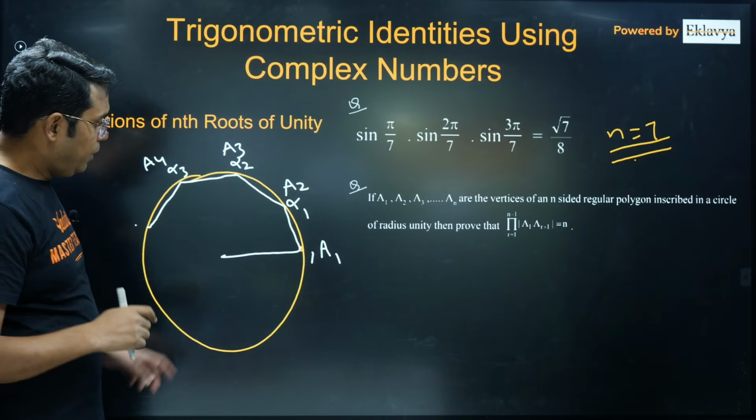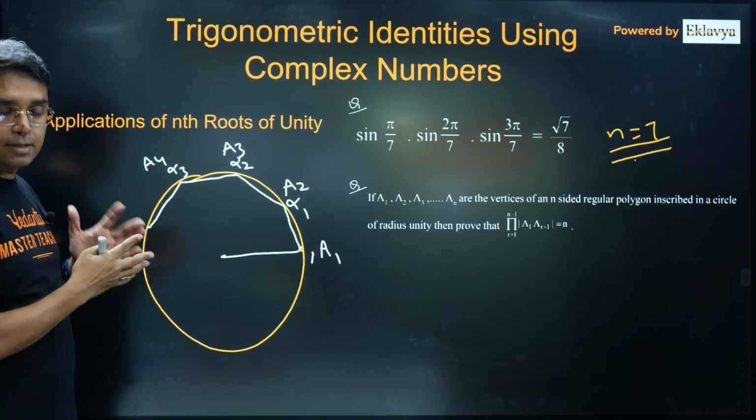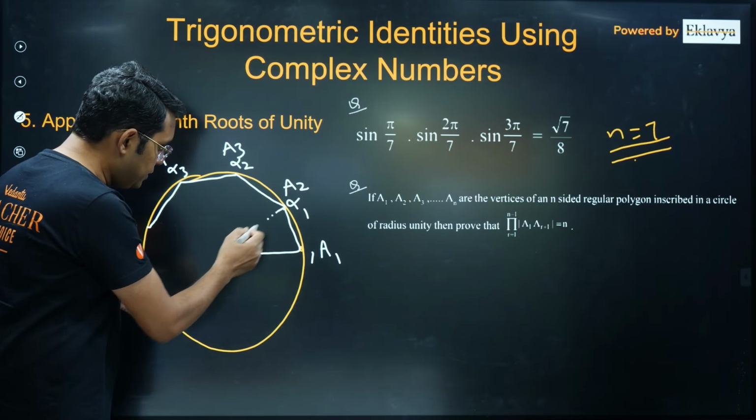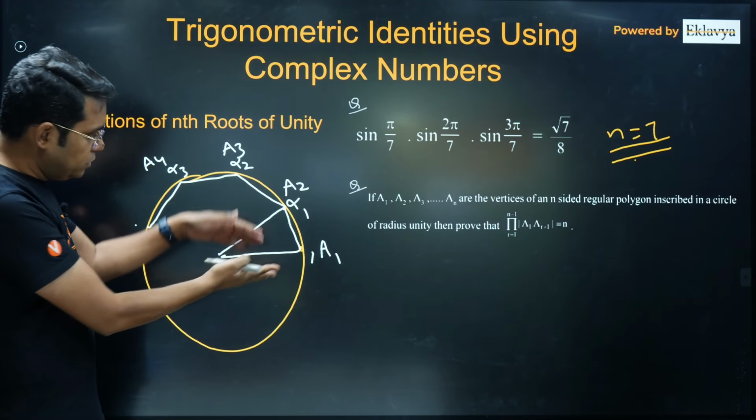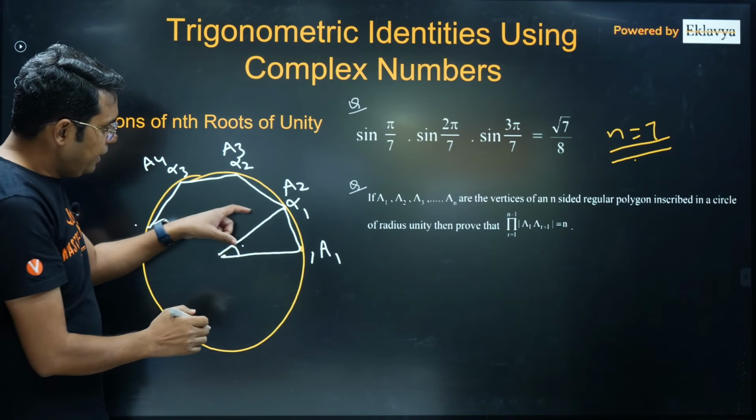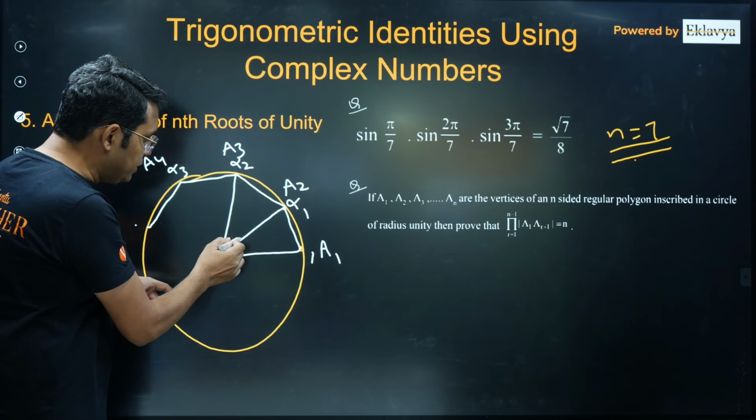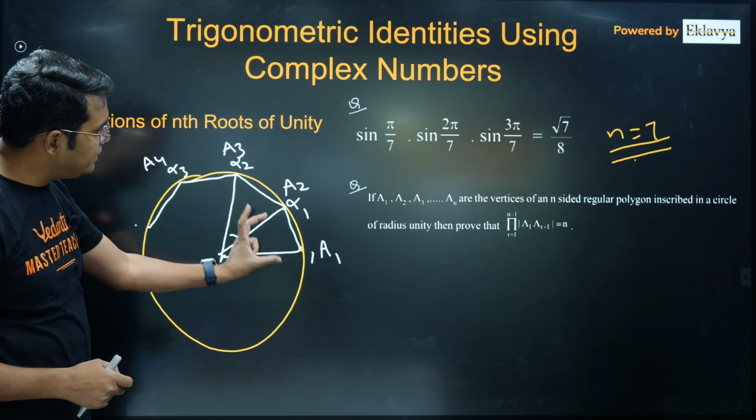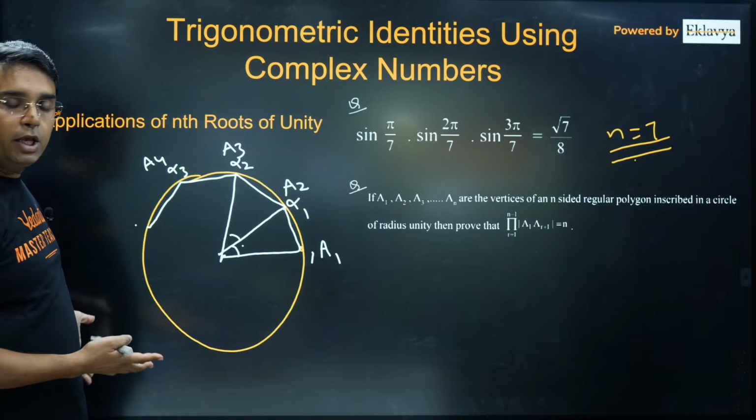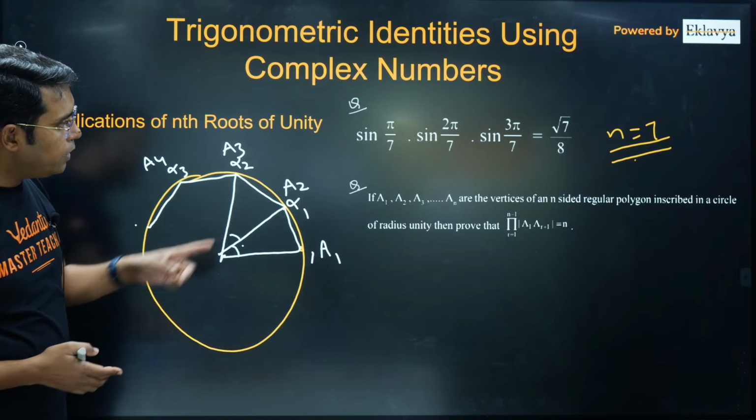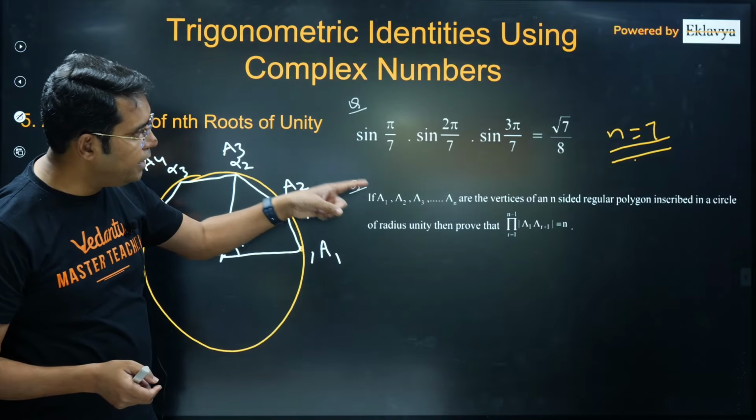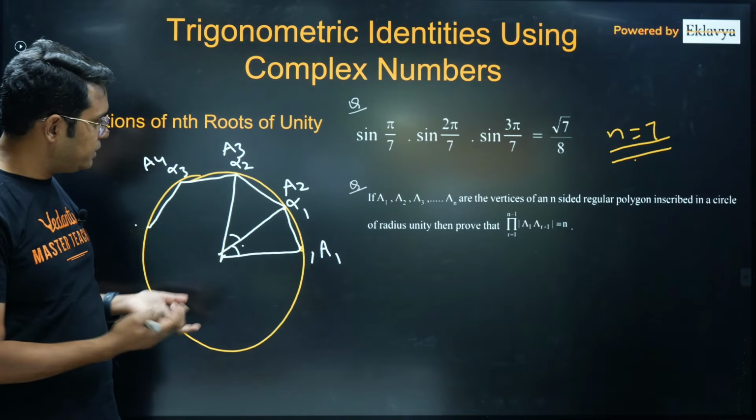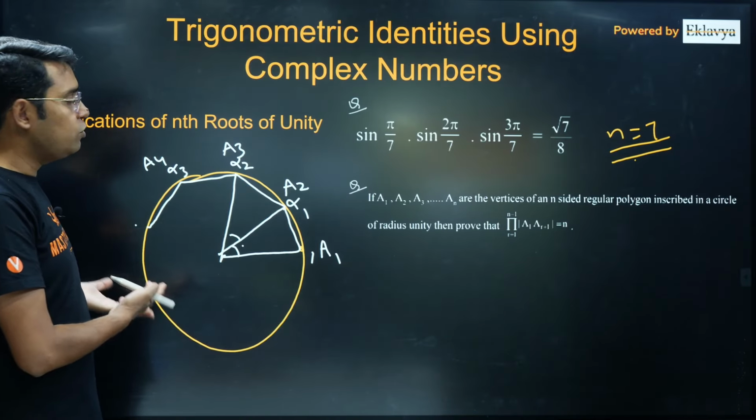Why a regular polygon? Because all the roots on this unit radius circle form the same angle. If you choose 2 consecutive roots, they form the same angle. So these angles have to be the same, and that is possible only if this is a regular polygon, meaning all the sides A1A2, A2A3, A3A4 are the same. Now they have said vertices of an n-sided regular polygon inscribed in a circle of radius unity. This question is actually of this nth root of unity only.